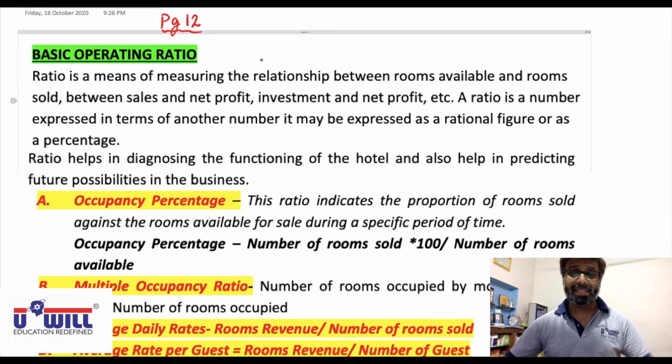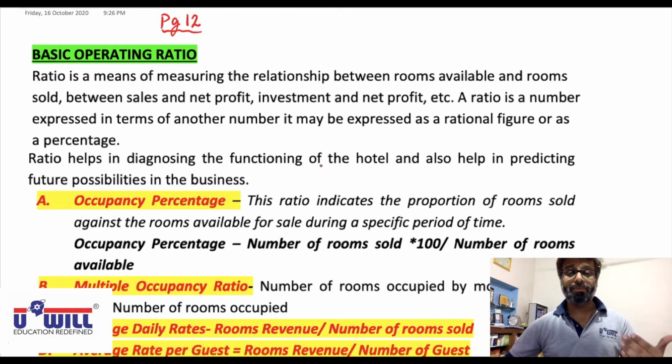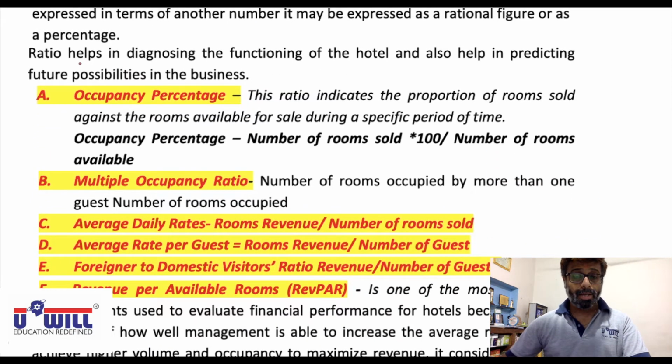You have studied in 12th standard also ratios like gross profit ratio, net profit ratio, debt equity ratio, stock turnover ratio. So what do we do in ratio? We compare any two figures and we form a relationship between them and we do decision making on the basis of the same. So in hotel also we have to calculate certain ratios which help us in decision making. Ratio helps in diagnosing the functioning of the hotel and also helps in predicting future possibilities in the business. First is occupancy percentage.